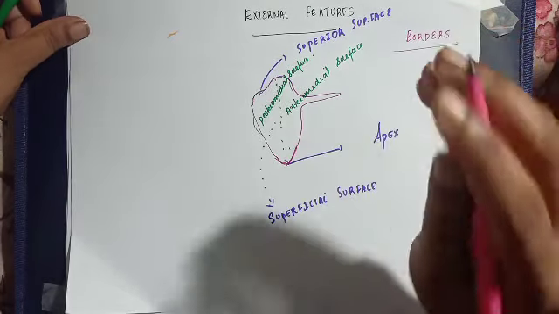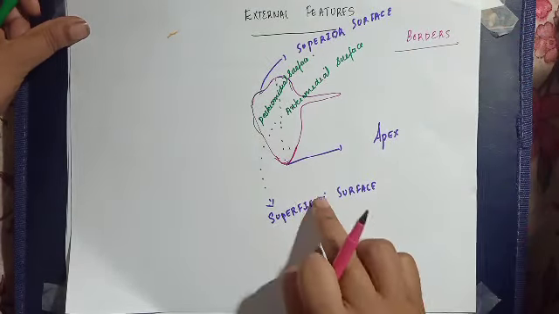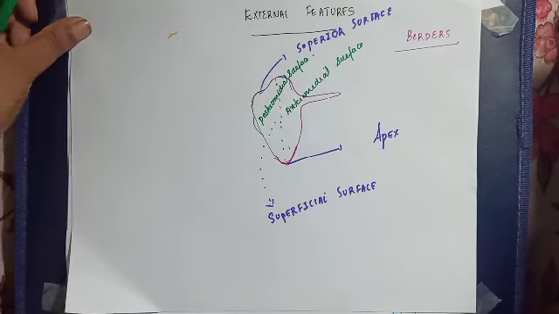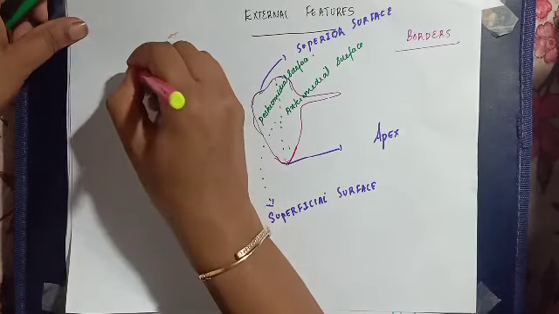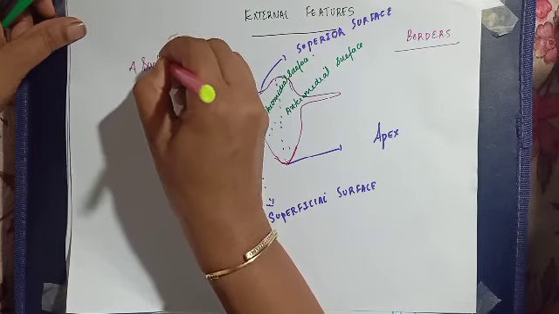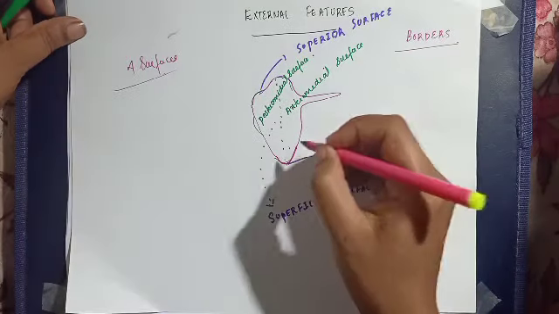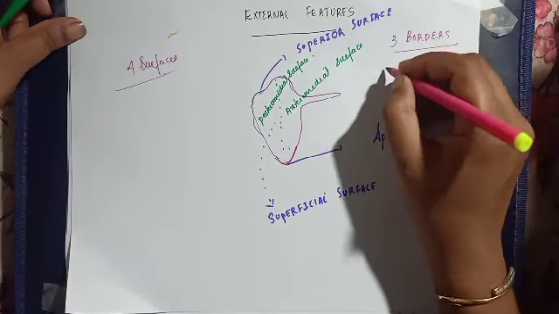It has got three borders. How many surfaces? 1, 2, 3, 4. It has got 4 surfaces. Okay. And how many borders? 3 borders. Which are the 3 borders?